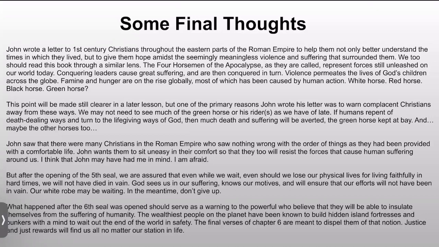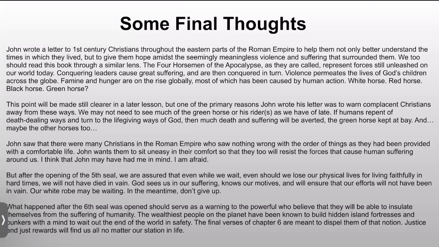The four horsemen of the apocalypse, as they are called, represent forces still unleashed on our world today. Conquering leaders cause great suffering and are then conquered in turn. Violence permeates the lives of God's children across the globe. Famine and hunger are on the rise globally, most of which has been caused by human action. White horse, red horse, black horse, green horse?